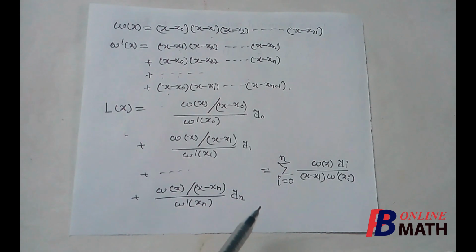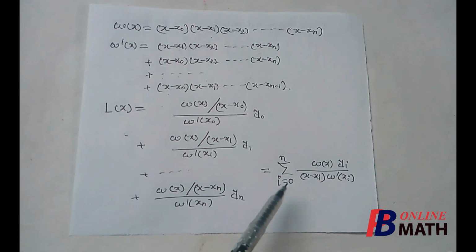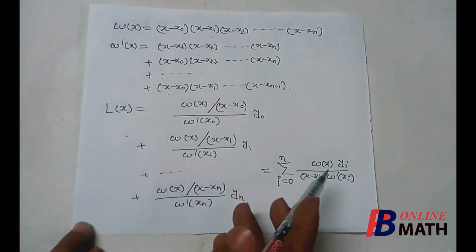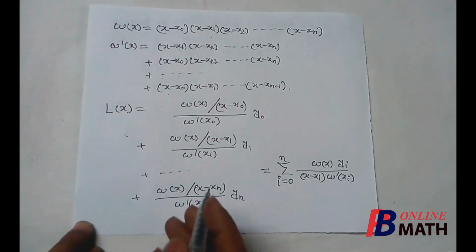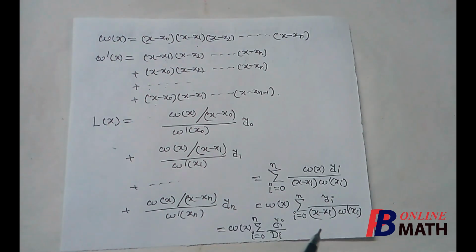So this Lagrange's polynomial can be written in terms of summation over i equal to 0 to n omega x multiplied by yi divided by x minus xi into omega dash xi. Now we can take omega x outside the summation because this is independent of i. So if we take omega x outside the summation, then the summation becomes i equal to 0 to n yi divided by x minus xi multiplied by omega dash xi. Sometimes this denominator is written as di. So it becomes summation over yi by di. So this is the alternate form of Lagrange's polynomial.